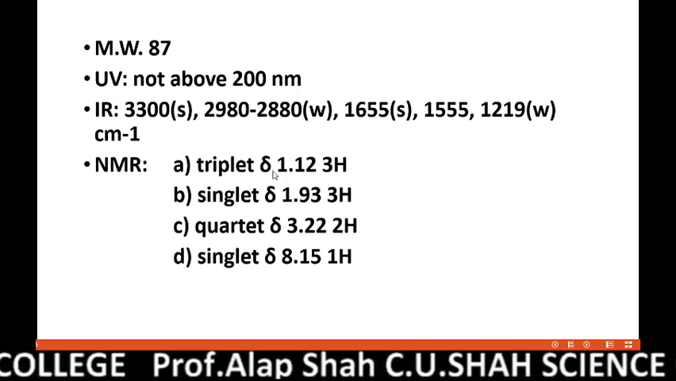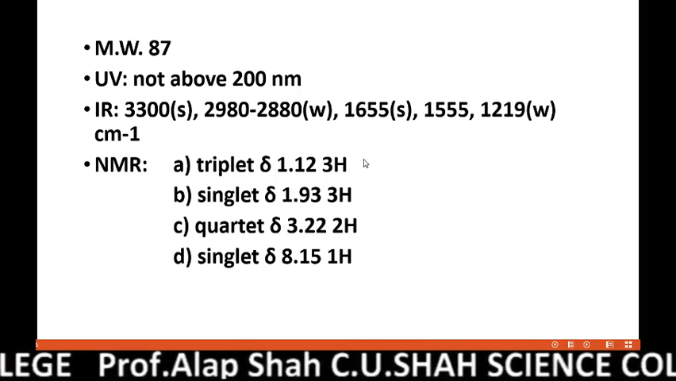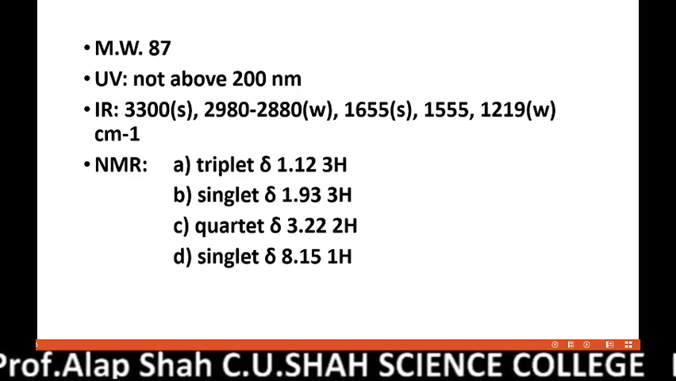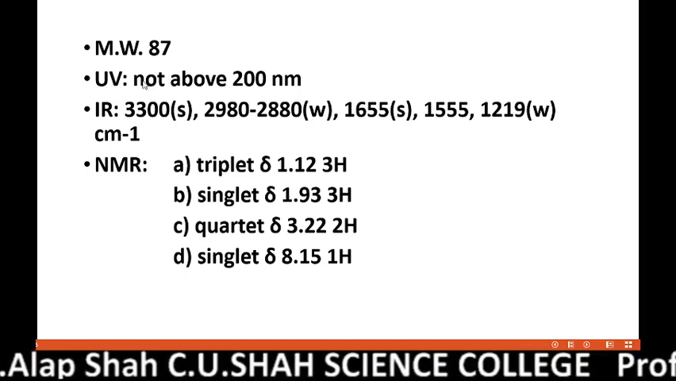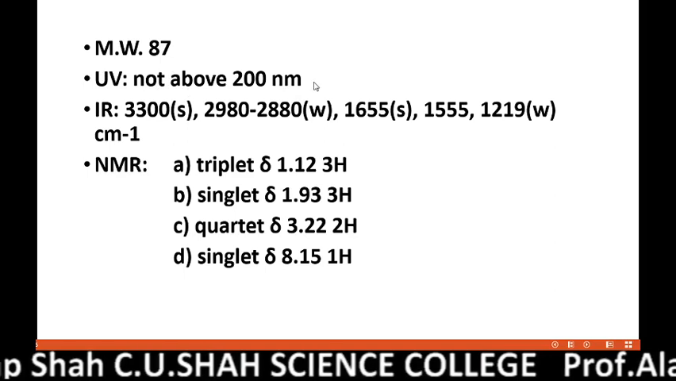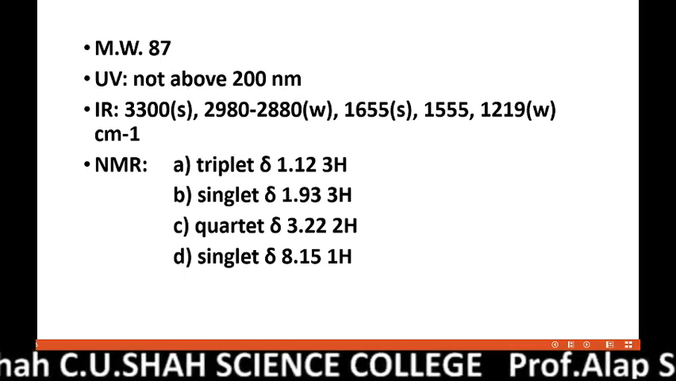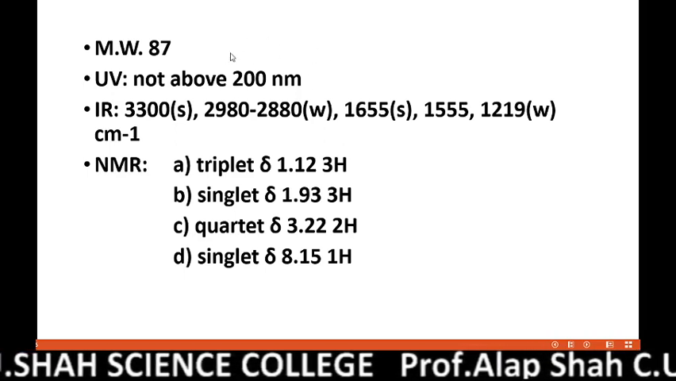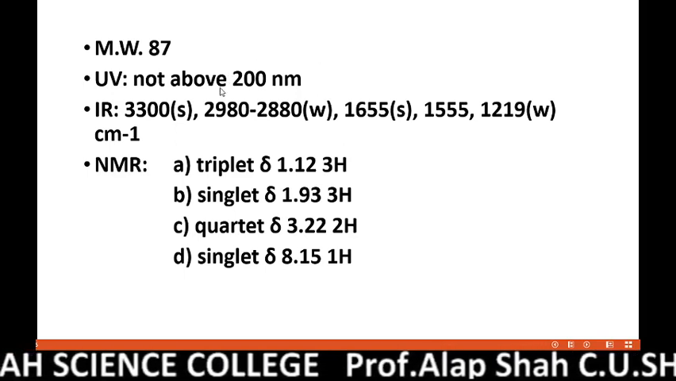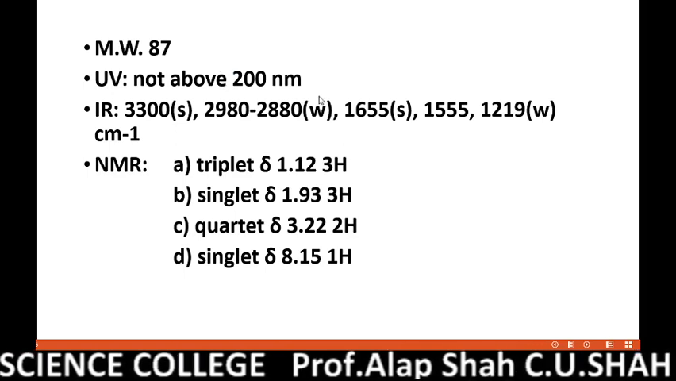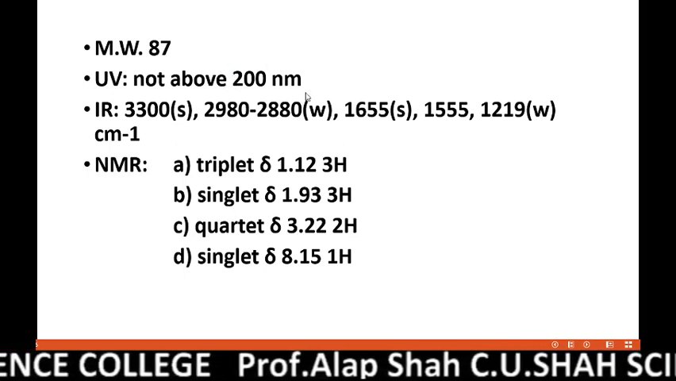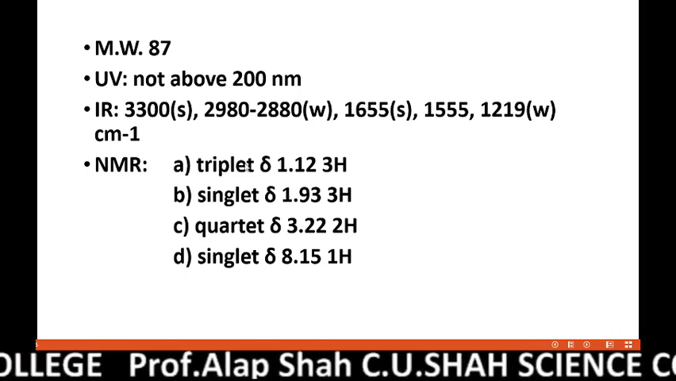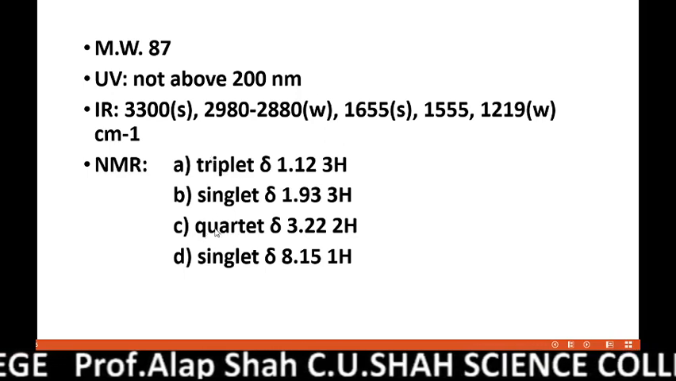So, as I told you in my previous session, before starting to solve the problem, we should always remember the immediate data we can get from the problem. So, UV not above 200 nanometer. Most probably the answer must not have a diene system, because lambda maximum value is less than 200 nanometer. So most probably pi to pi star or n to pi star, this kind of UV transition must be absent.